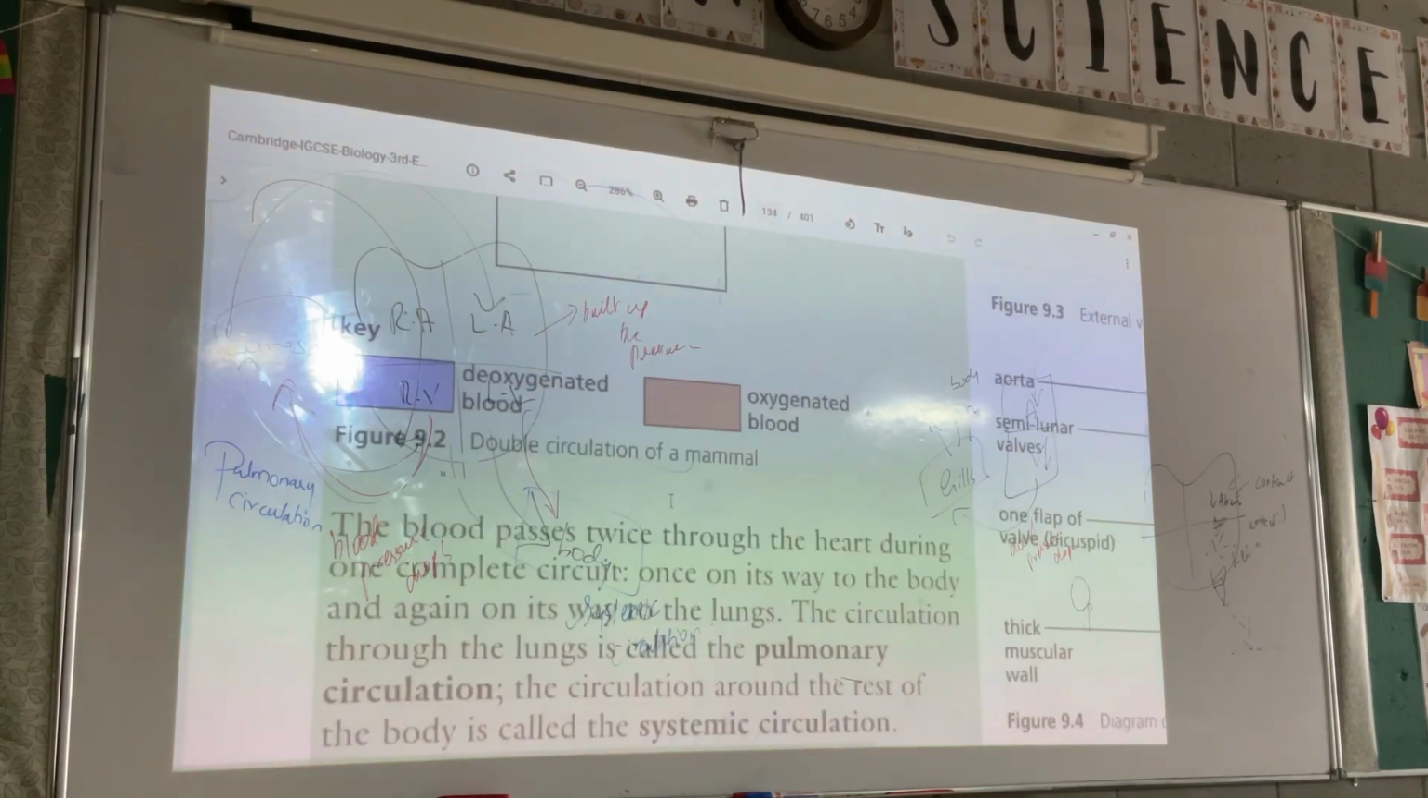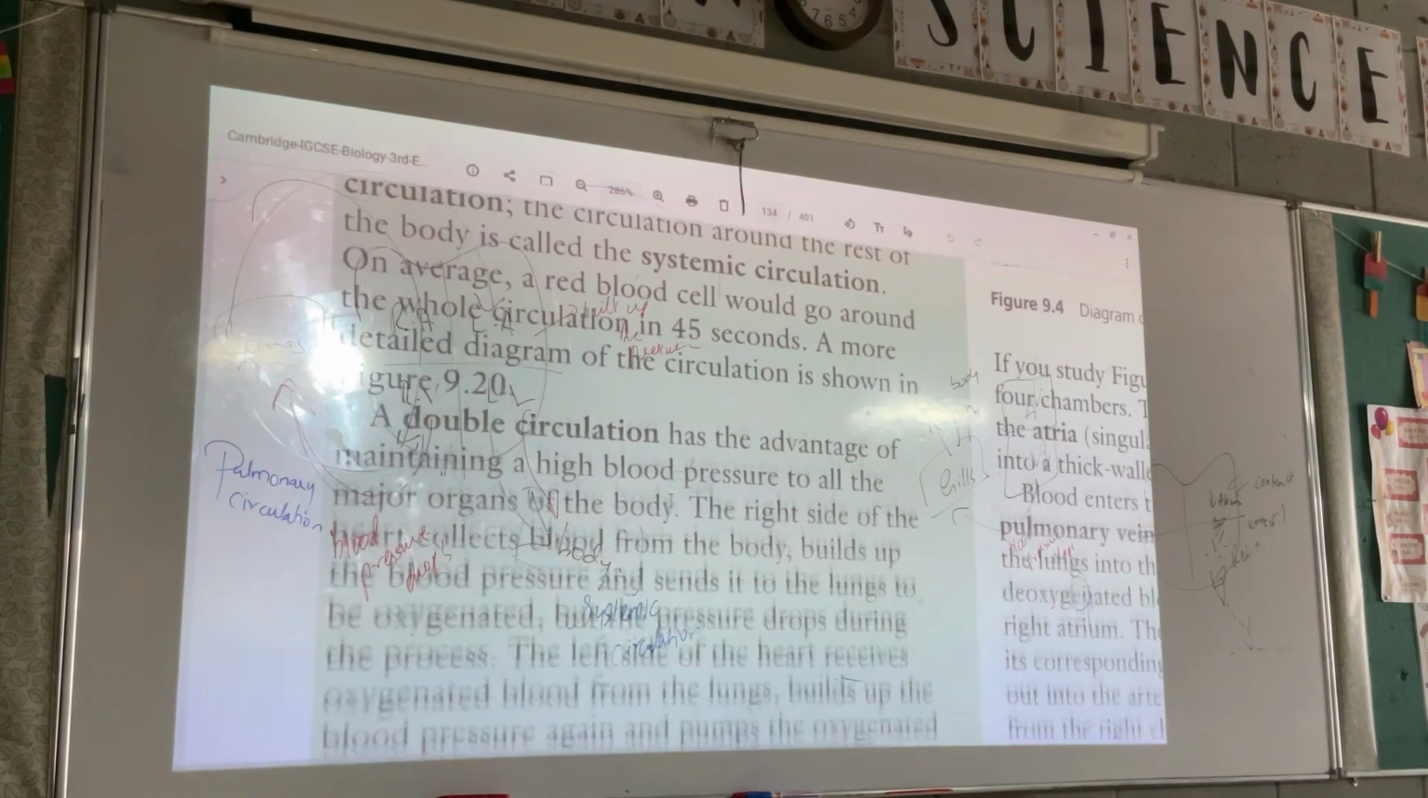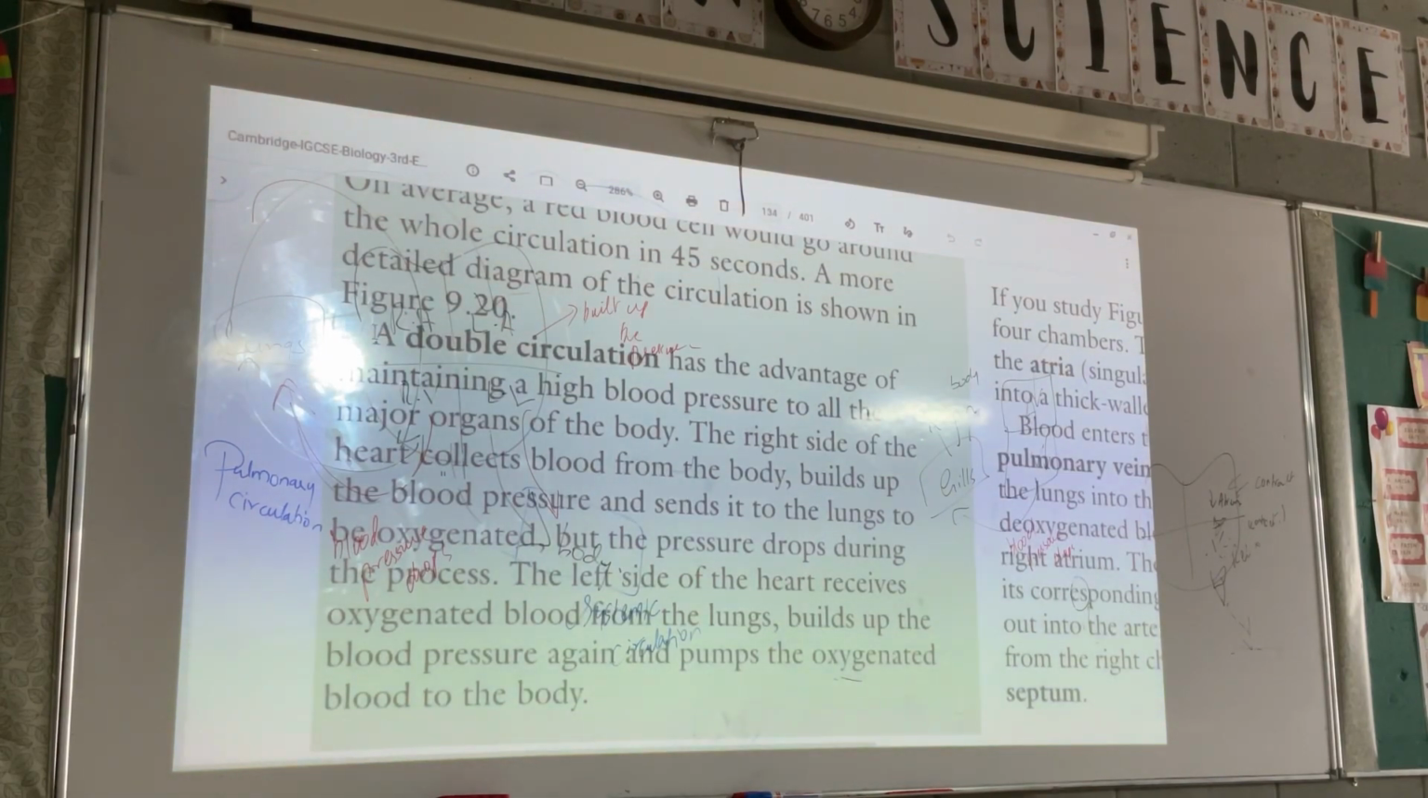Is this clear? Yes. So what they always like to ask is, what is the advantage of double circulation? This is very important. Double circulation has the advantage of maintaining the blood pressure to all major organs of the body. The right side of the heart will collect the blood from the body, build up the pressure and send it to the lungs to become oxygenated.